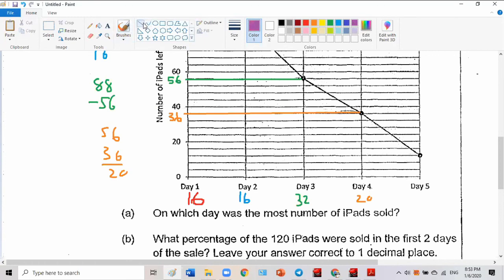Actually, wanting to go fast is also very difficult. Please don't go fast and read the wrong number. 4, 6, 12. Yeah, 12. 24. So 20 minus 12 is 8. People can see or not? All right, what do they want? On which day was the most number of iPads sold? So come on, help me.